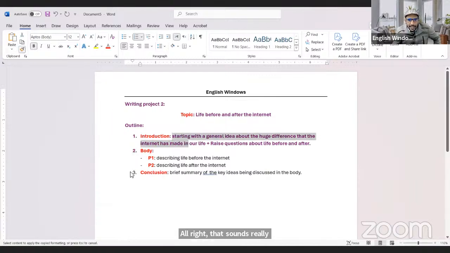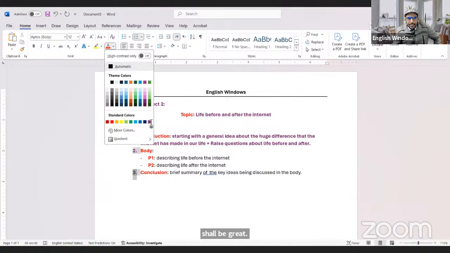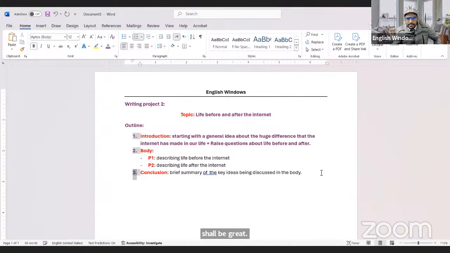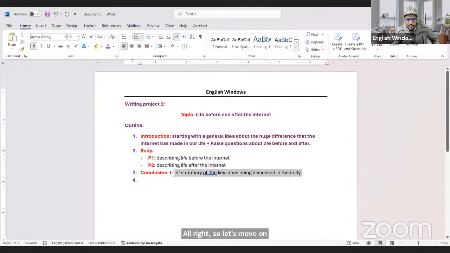So let's go ahead and get started, guys. I think this shall be great. All right, very good. And let's make it bold, just like the other ones. So let's move on ahead and get started. We are going to create a text zone and start writing. That's all. Okay, here we go.